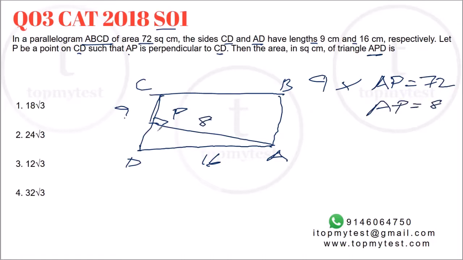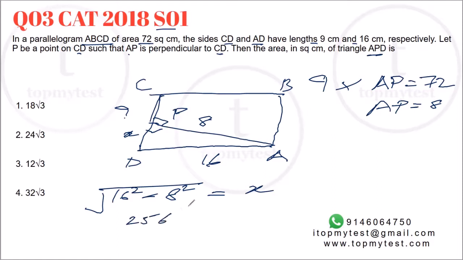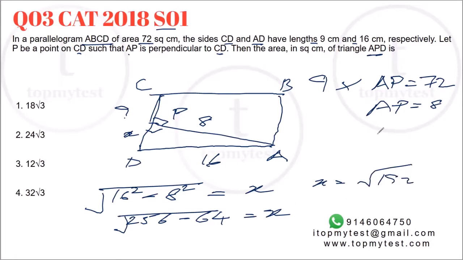Right, now this is a right angle triangle. 9, we don't know this part, X, and this is 16. So 16 square minus 8 square should be equal to X square. Using Pythagoras theorem, 16 square is 256, 8 square is 64. So X should be square root of 192. I need to split 192. 192 is 64 into 3. 64 is 8 square. So 8 root 3 will be equal to X.